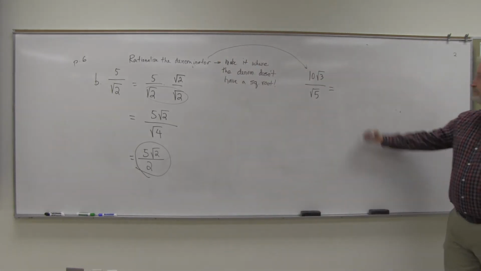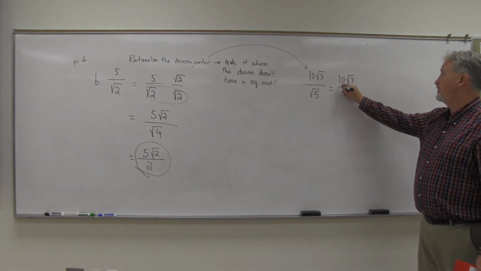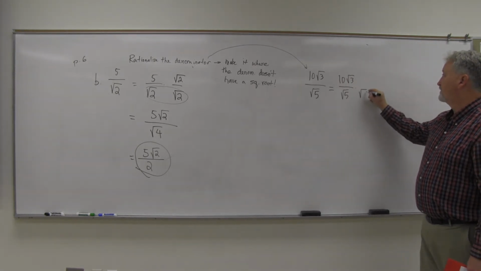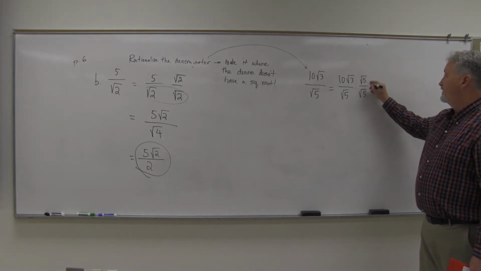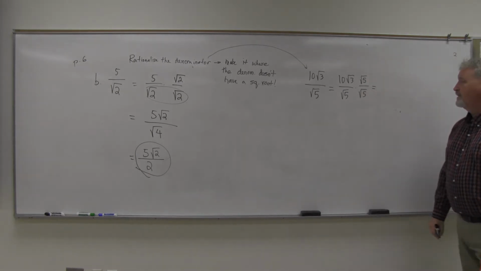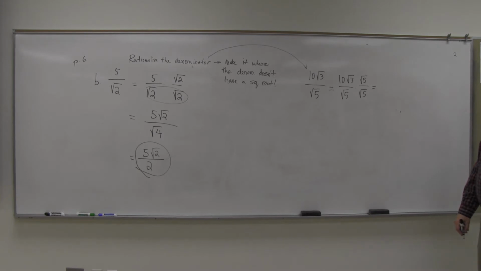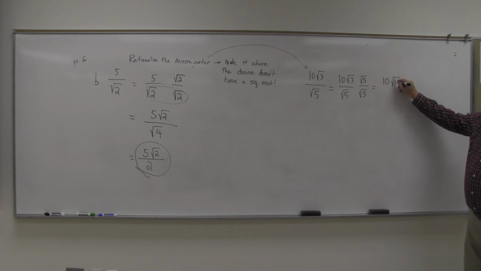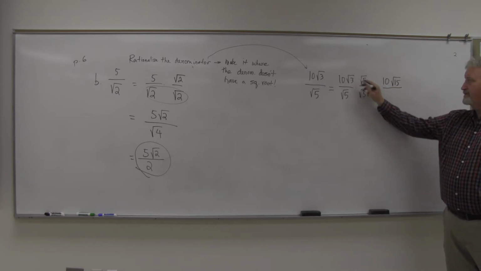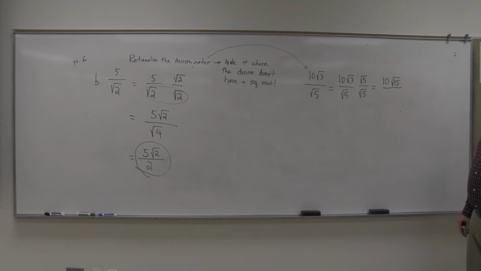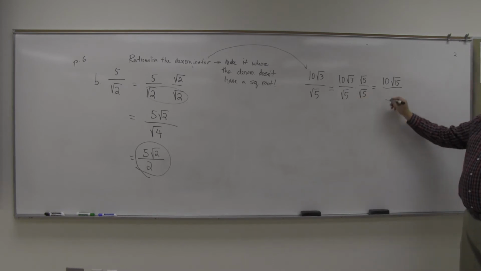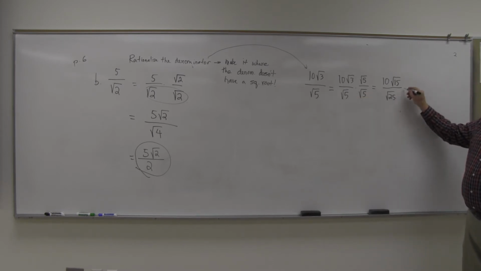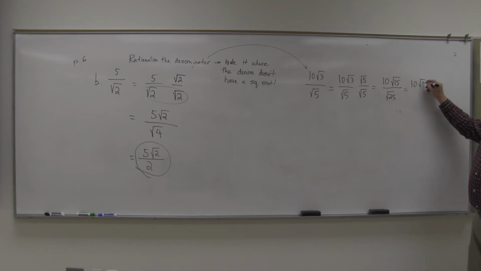So how would I do that? Top and bottom by what? Square root of 5. And so that gets me what? What would be on top then? Wouldn't it be 10 times the square root of 15? Because, yeah, you multiply the square roots together. And then the bottom, of course, square root of 5 times square root of 5 is square root of 25. And hey, look at that. Square root of 25, that's nice, that's fine.